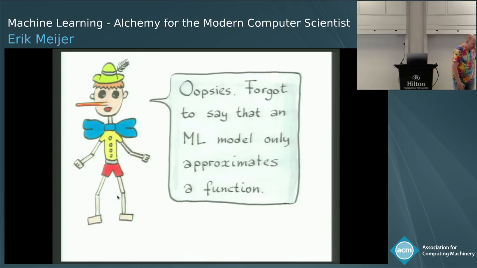All right. So let me finish my talk here. We're running out of time. I lied a little bit to you, because these models only approximate a function, right? So they're not really functions, because they're doing a lot of guessing. So there was this error. So you don't always get the exact answers.